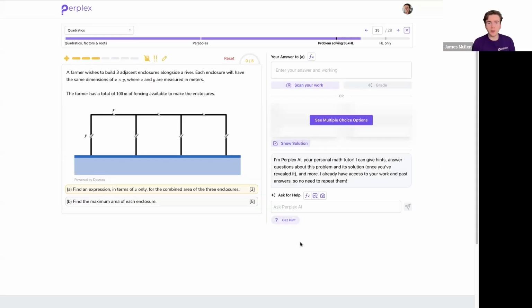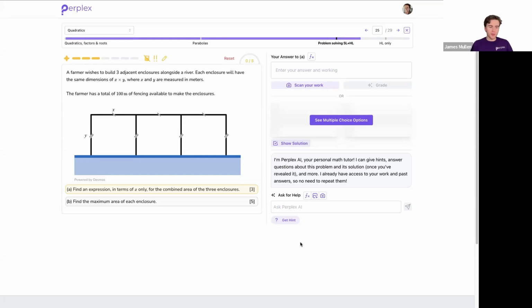All right, let's take a look at a classic sort of applications of quadratics question, which is a very common theme on IB when it comes to examining quadratics. Basically, the idea here is we have a farmer who's trying to build essentially 3 enclosures alongside a river. So the farmer is going to have to use his 100 meters of fencing to make all the sides of these enclosures except the one side that's along the river. And we're told that the total length of the fencing is 100 meters.